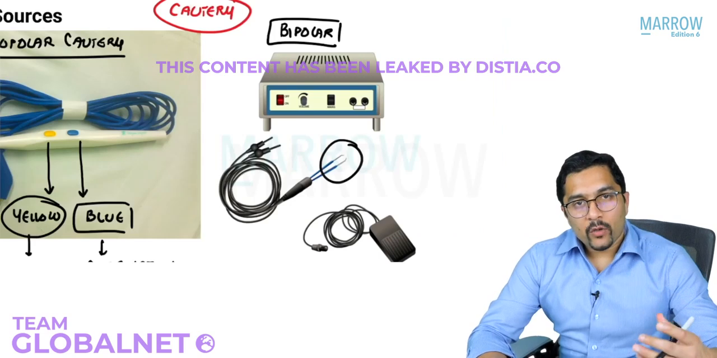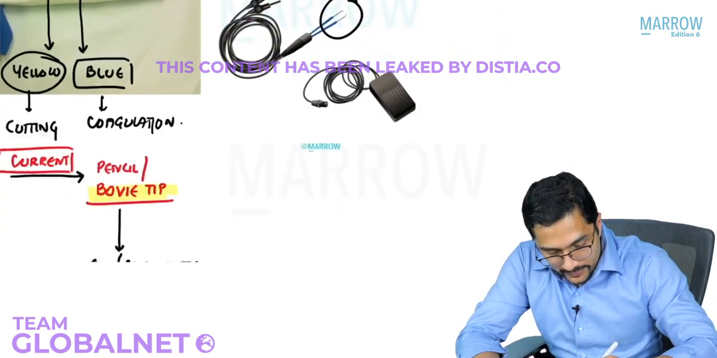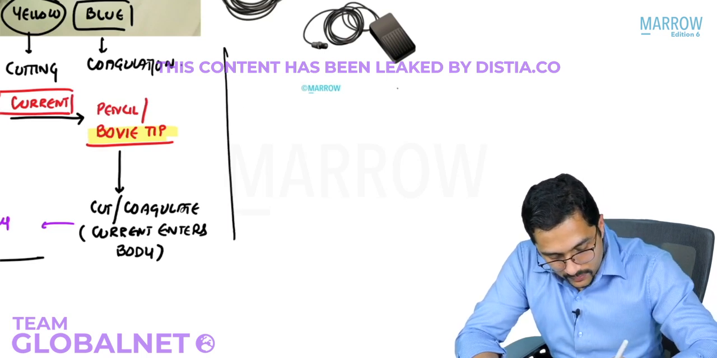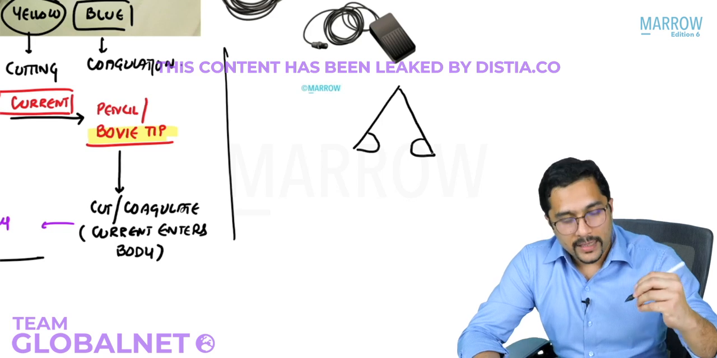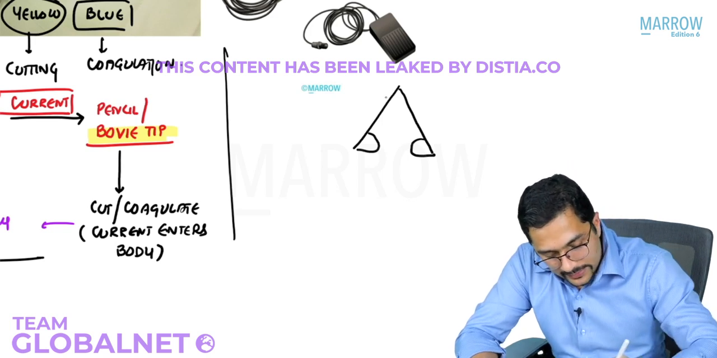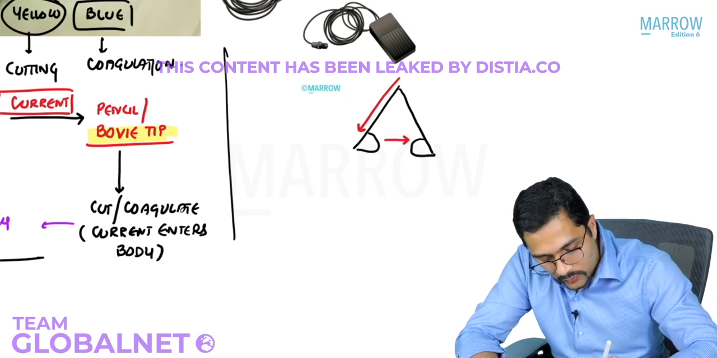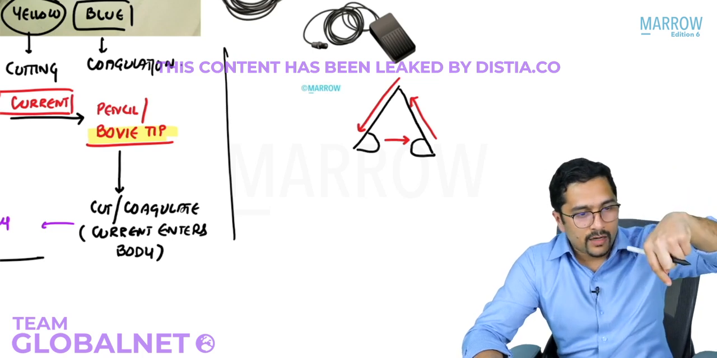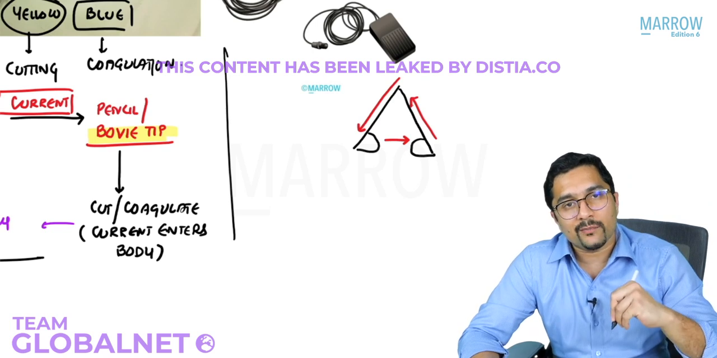Now moving on to bipolar cautery. Bipolar cautery, I told you they are like prongs, right? So there are two blades. It is like prongs, one blade and the other blade. And in bipolar cautery, what happens is that current comes from one blade and it goes back through the other blade. So these are two electrodes basically, and current is coming from one electrode going back through the other electrode, and that is how the circuit is getting completed.